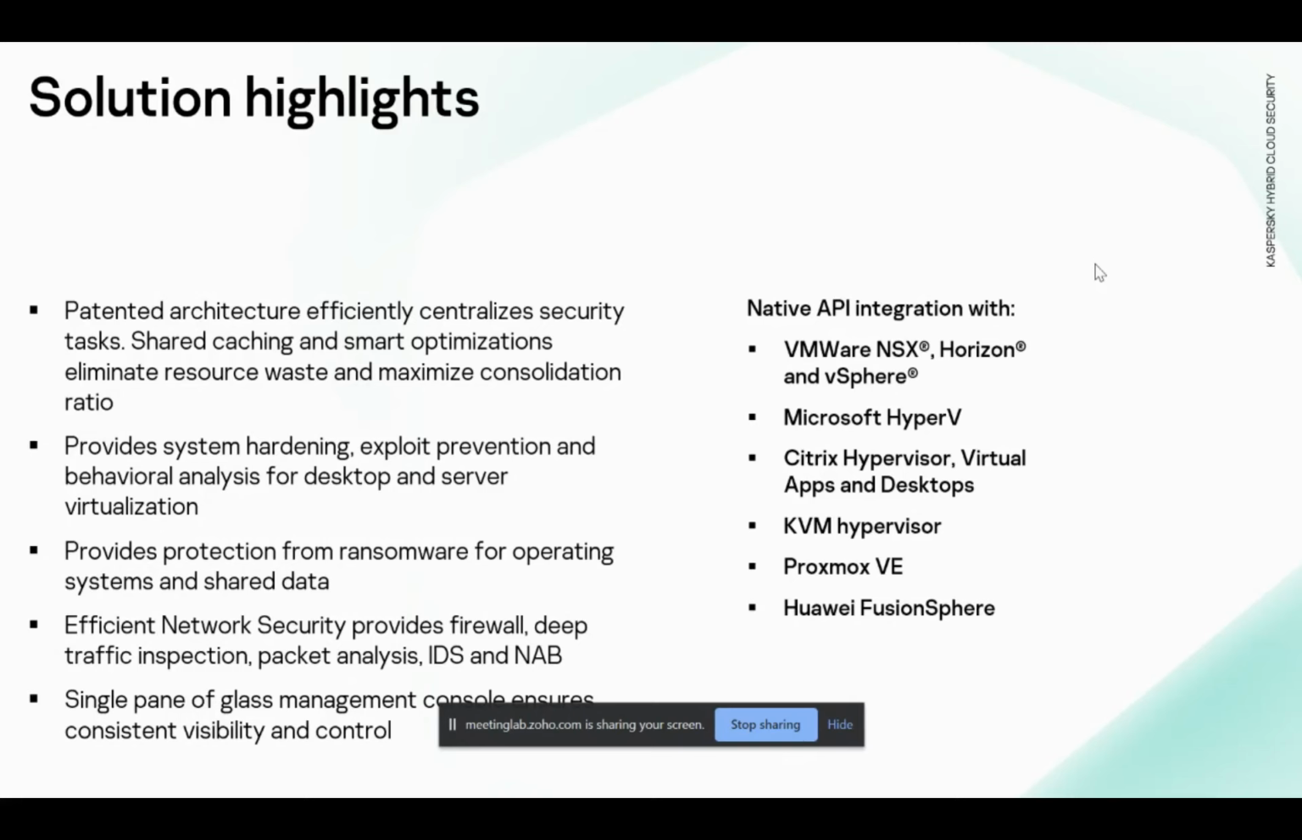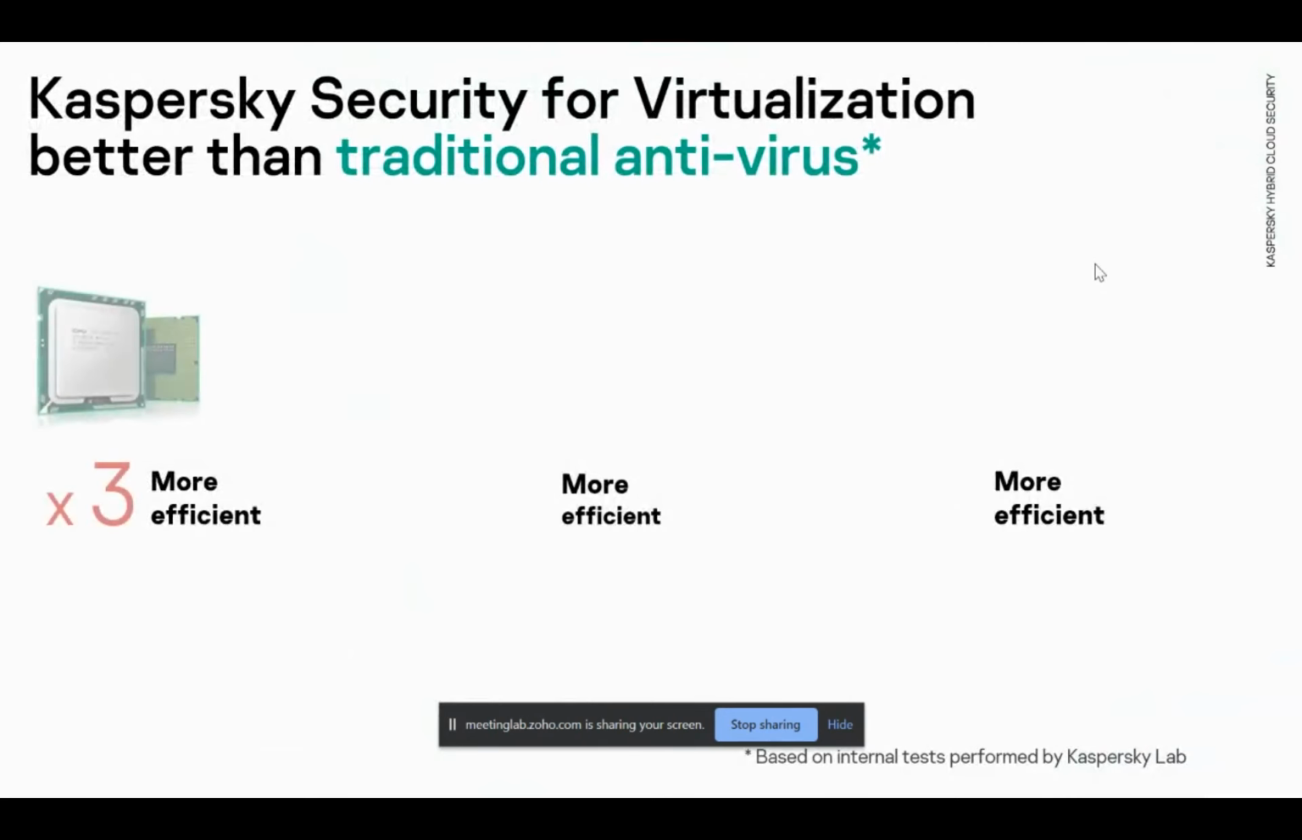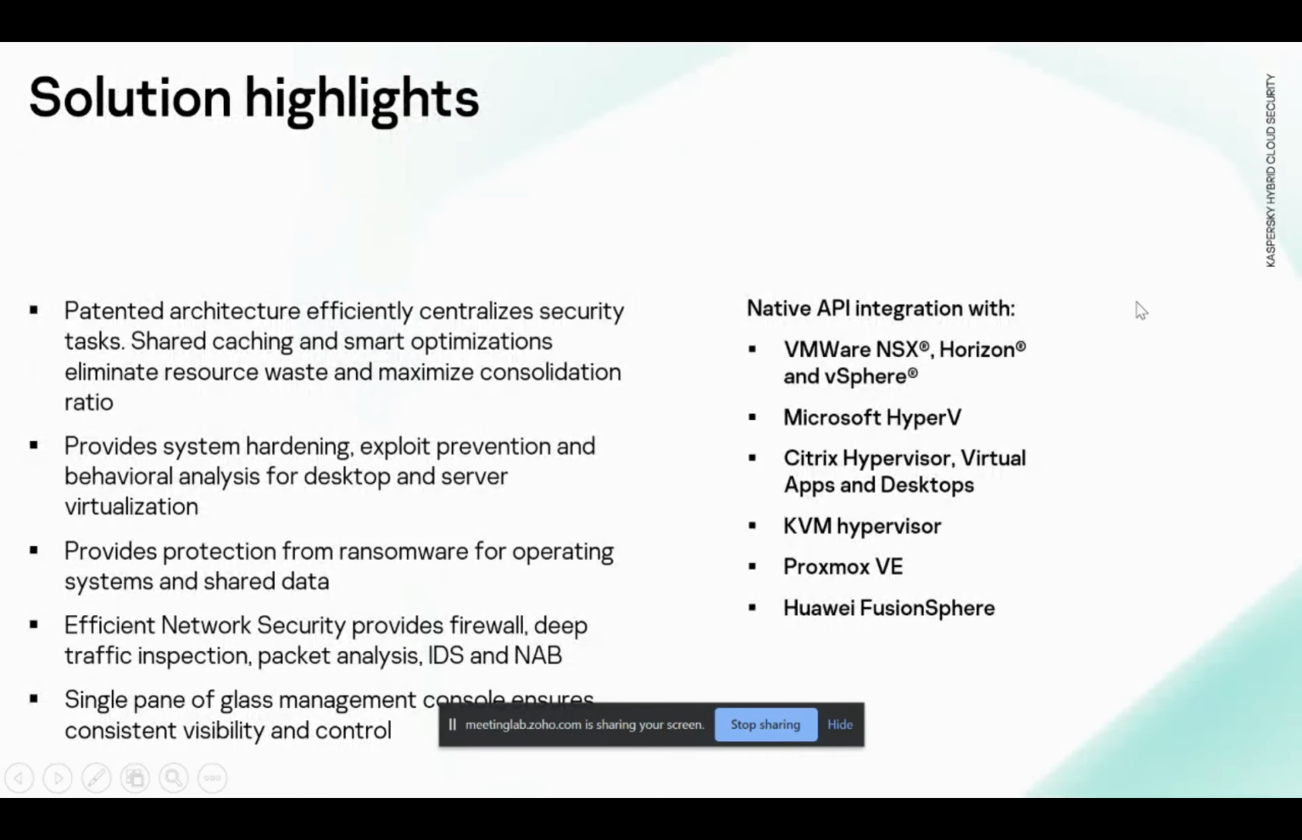We have native API integrations with a variety of on-premise virtualization technologies like VMware NSX, Microsoft Hyper-V, Citrix Hypervisor, KVM Hypervisor, Proxmox, and Huawei FusionSphere. It basically supports most of your virtualization technology. So you will hardly find anything which is not mentioned here.